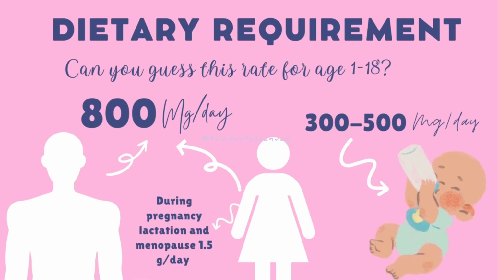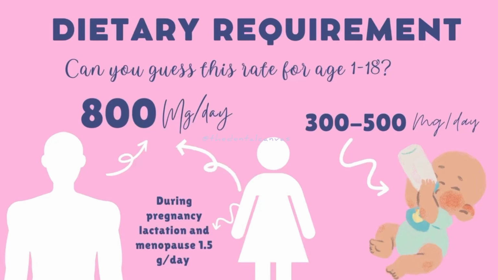Next is the dietary requirement. Here also we have a little trick. So first you have to remember the baby's dietary requirement, that is 300 to 500 milligrams per day. Now just add those two numbers. 300 plus 500 will give you 800. That is the requirement for men and women.